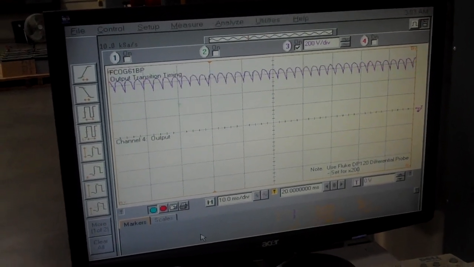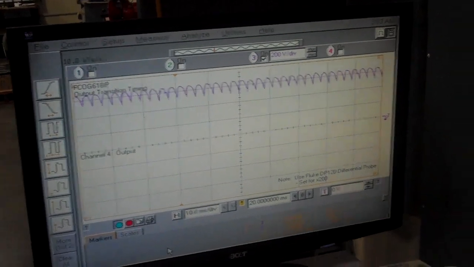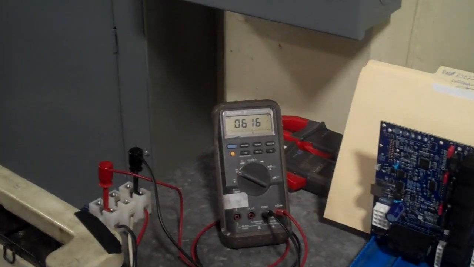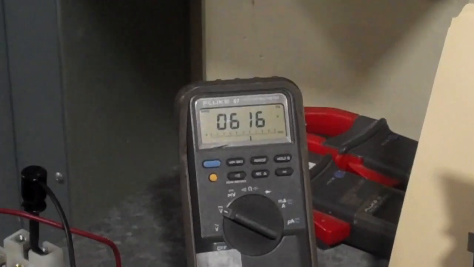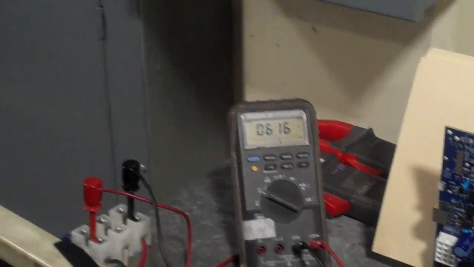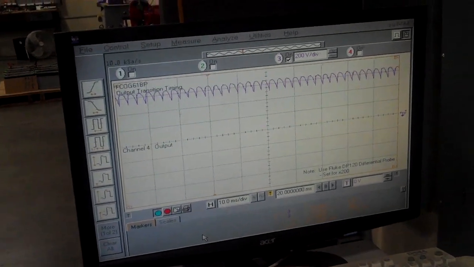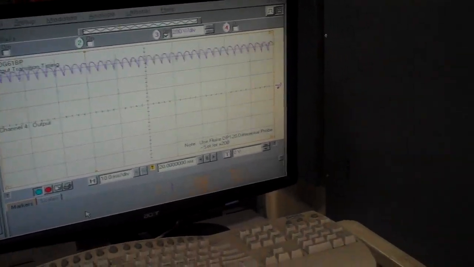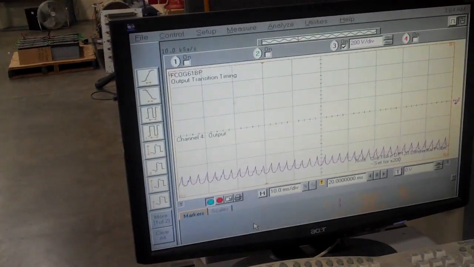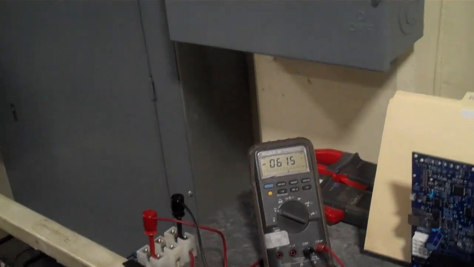All right, and what we have now is 616 volts DC. Now, what we're going to do is we are going to transition while we are at 616 volts DC. Go ahead, Tony. There you go. Now we are on the negative 615, and this is just by toggling this switch right here.